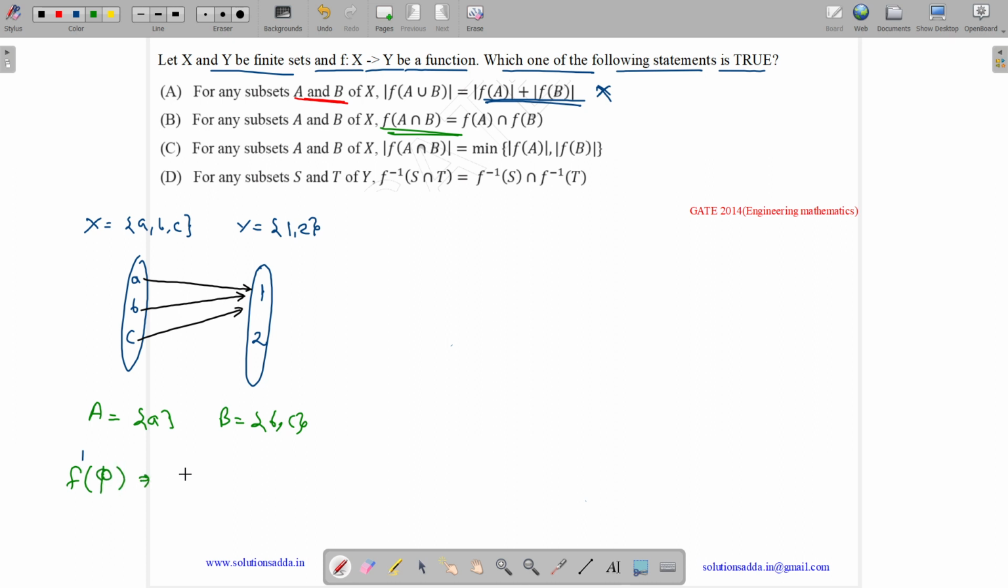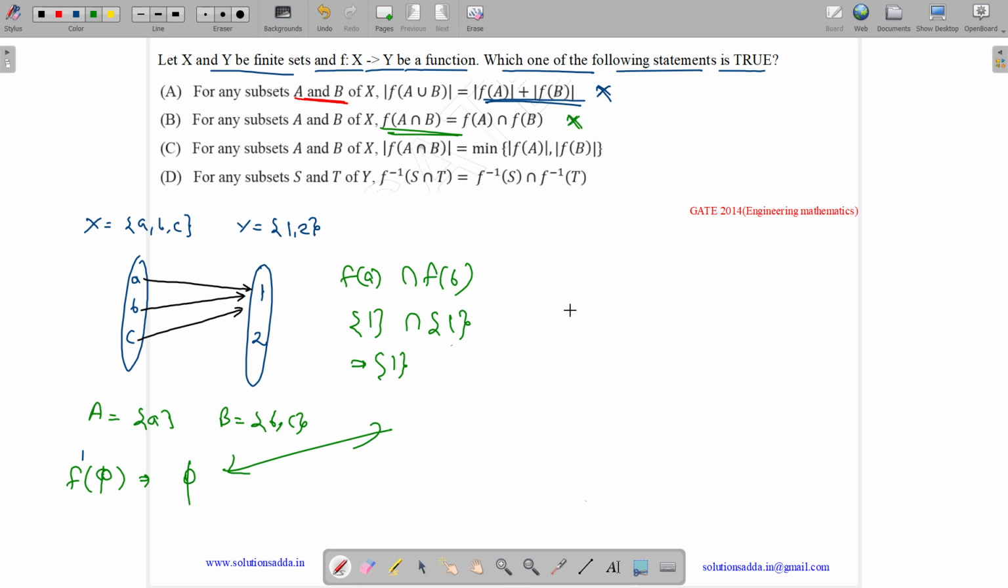So f of phi is nothing, it is phi only. And what is f of A intersection f of B? What is f of A? f of A is {1}. {1} intersection f of B, which is {1}, is {1}. So f of A intersection f of B is {1}. So phi is not equal to {1}. So option B is also false.